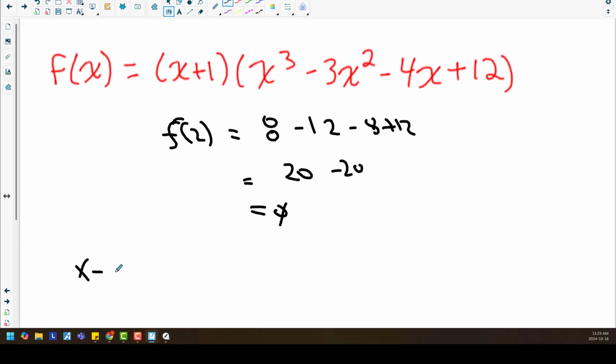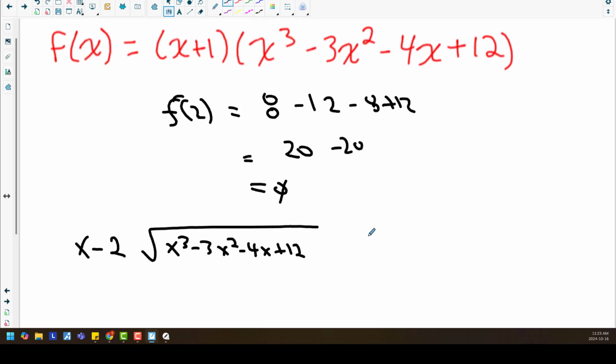So our binomial is x minus 2. So we're going to do long division again. And you can use different techniques to factor a degree 3 polynomial. You could use factor by grouping as well, actually, because there's 4 terms, right? But that's fine. I'm just going to do it this way.